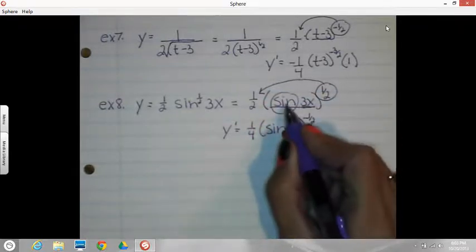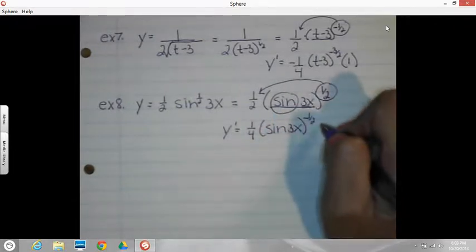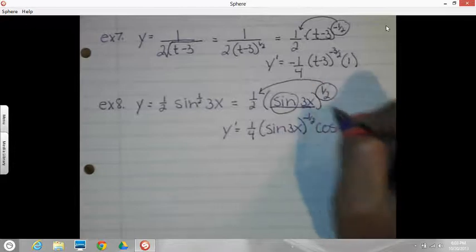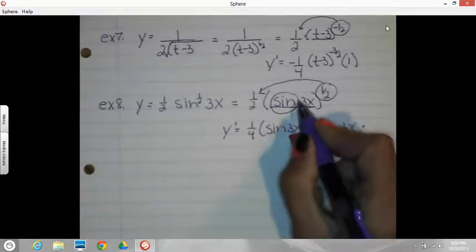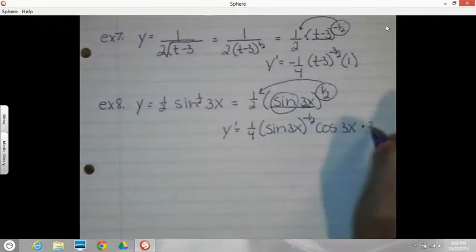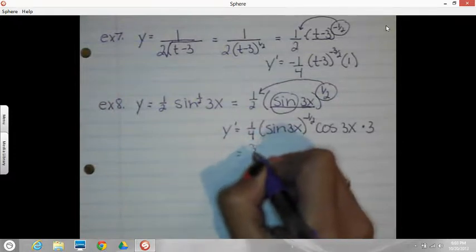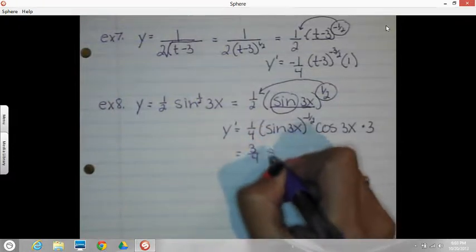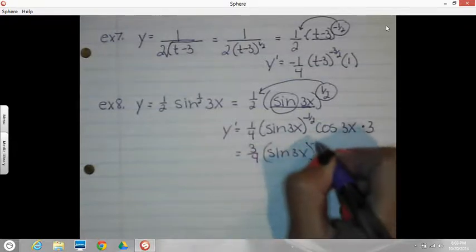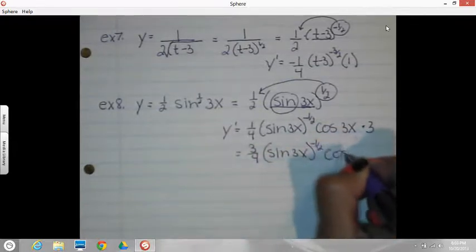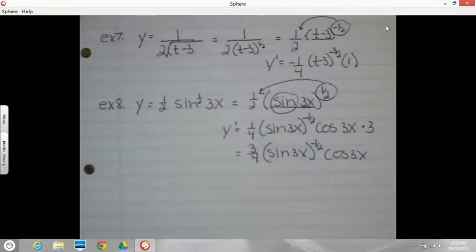So starting with the outside trig function, the derivative of sine is cosine 3x, times the derivative of the angle, derivative of 3x is a 3. So this 3 should come to the front and make 3/4 sine 3x to the negative 1/2 cosine 3x. So I'll bring something to the front if it's going to combine with something that's already up there.